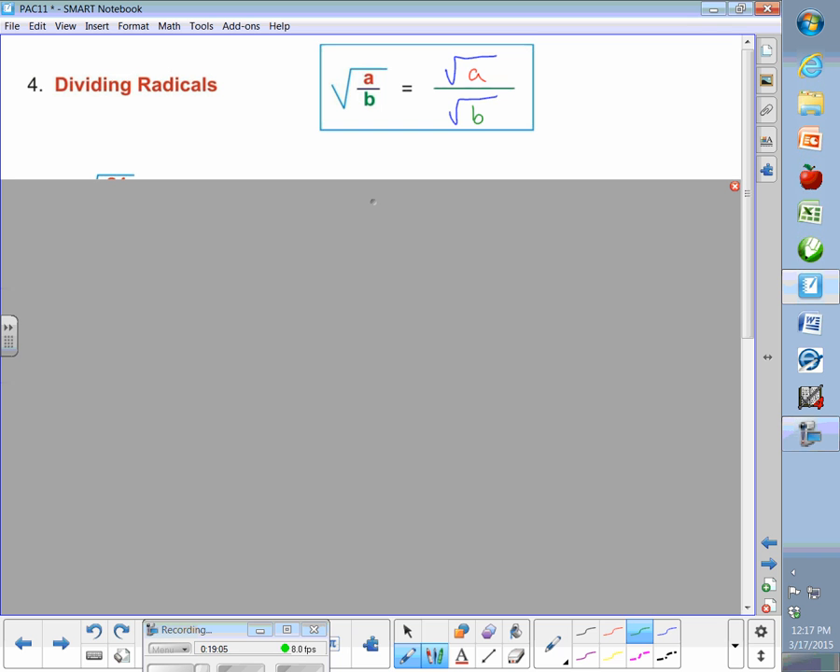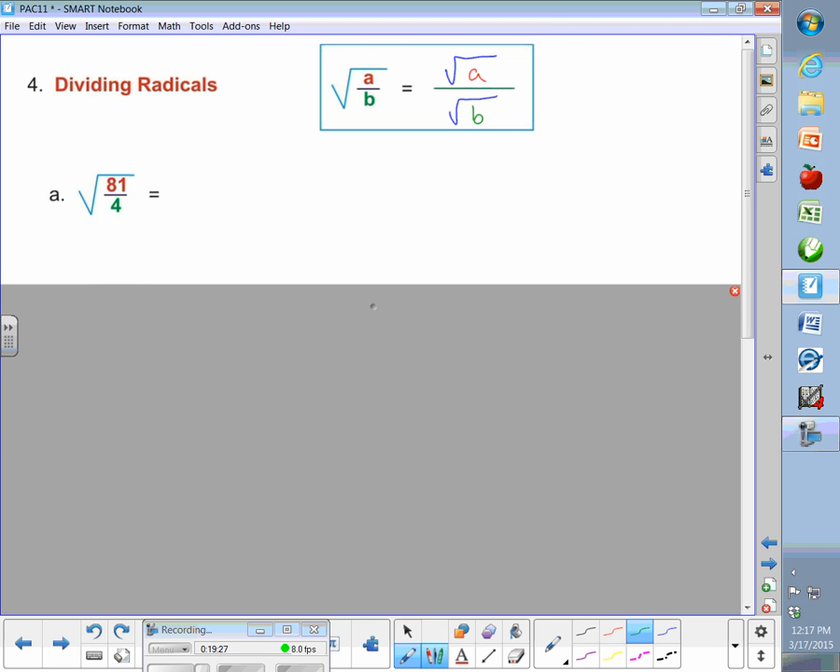If you have the square root of a fraction, or the cube root of a fraction, or the fourth root of a fraction, it's the root of the numerator divided by the root of the denominator. Kind of makes sense. You do have to remember that, though. But you get to split it up. Square root of A divided by square root of B.